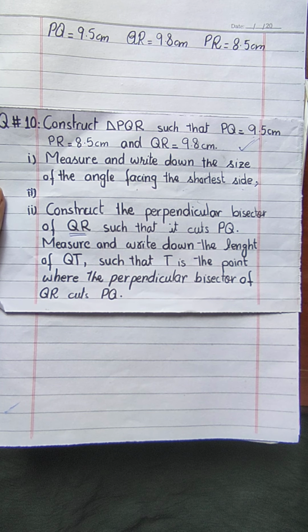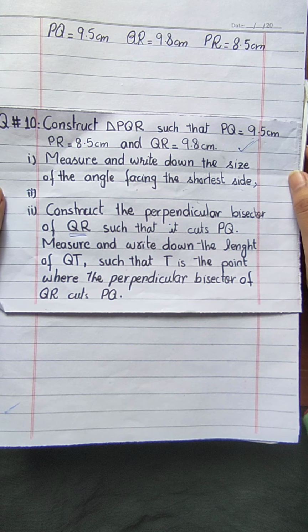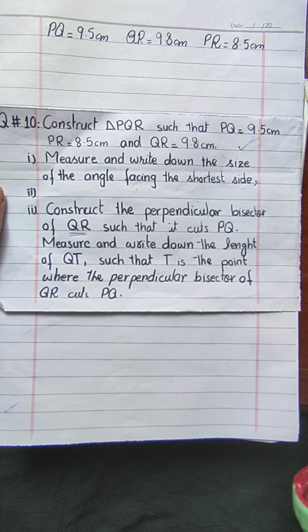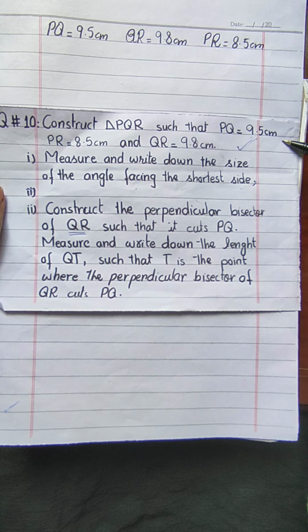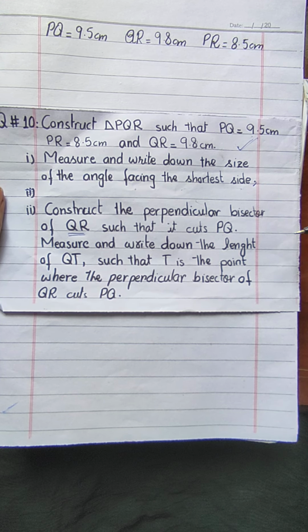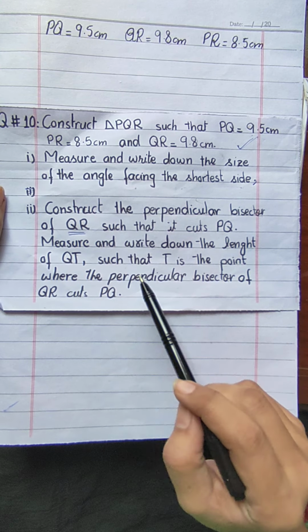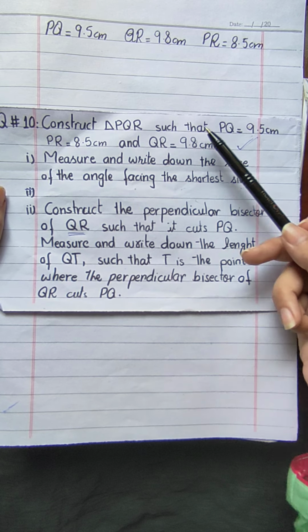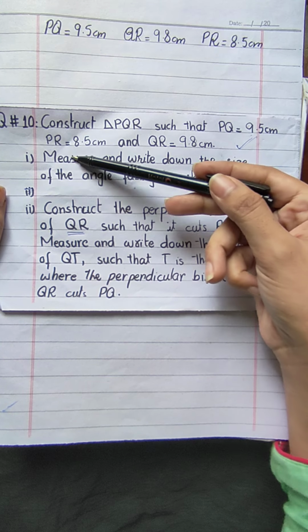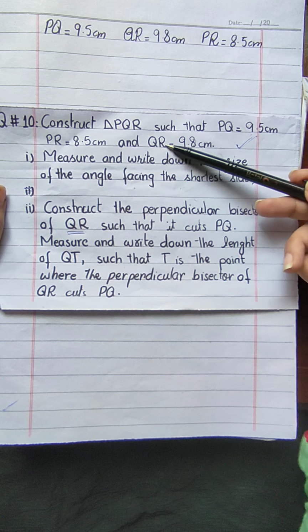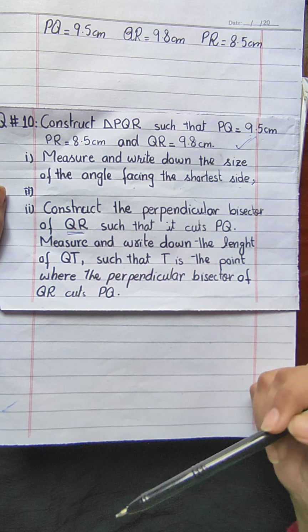Today we will learn how to write the construction step. I have taken one question from D1 Mathematics, exercise 12A, chapter number 12. The question is question number 10. Construct triangle PQR such that PQ is equal to 9.5 centimeter, PR is 8.5 centimeter and QR is equal to 9.8 centimeter.